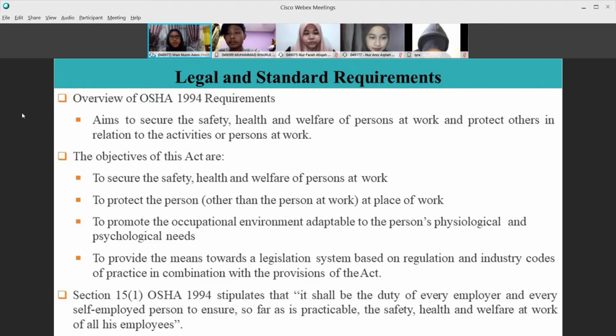This is legal and standard requirements. Overview of OSHA 1994, which is the Occupational Safety and Health Act 1994. This aims to secure the safety, health, and welfare of persons at work and protect others in relation to the activities of persons at work. The objective is to secure the safety, health, and welfare, and also to protect persons and to promote an occupational environment adapted to a person's psychological and physiological needs.